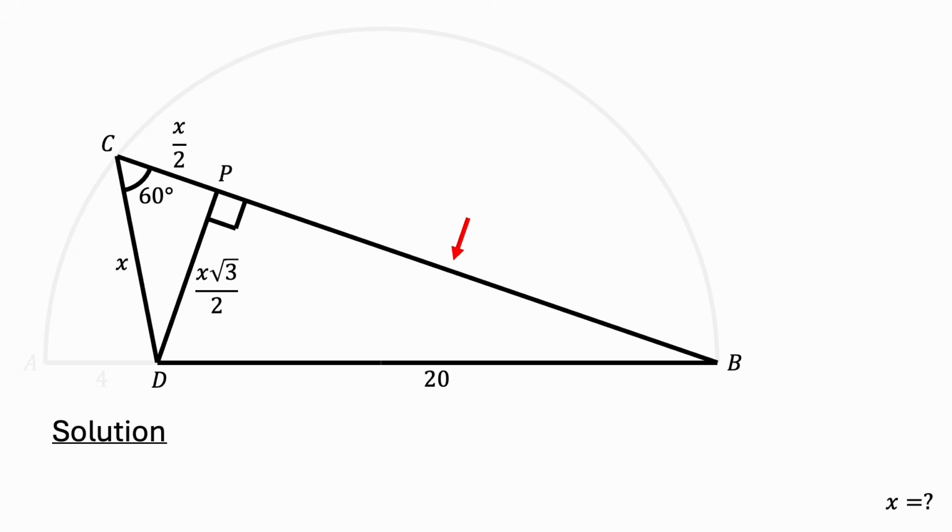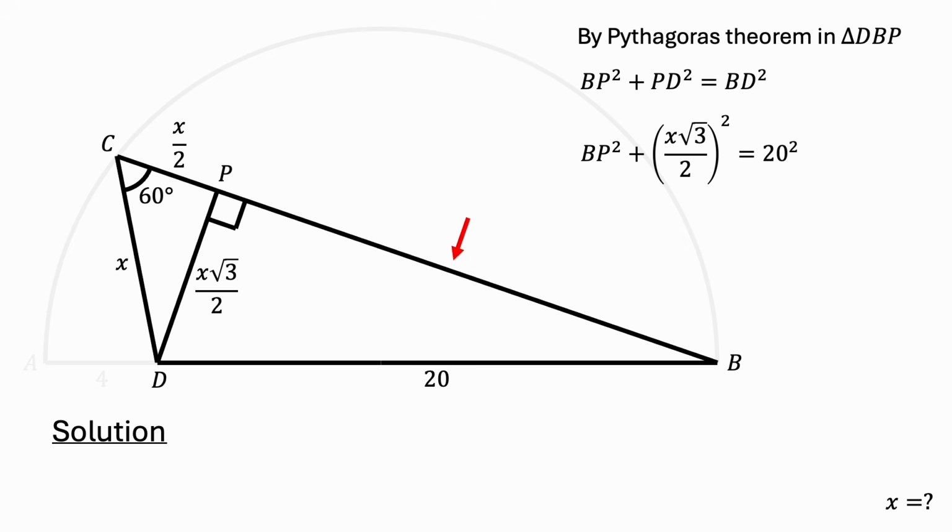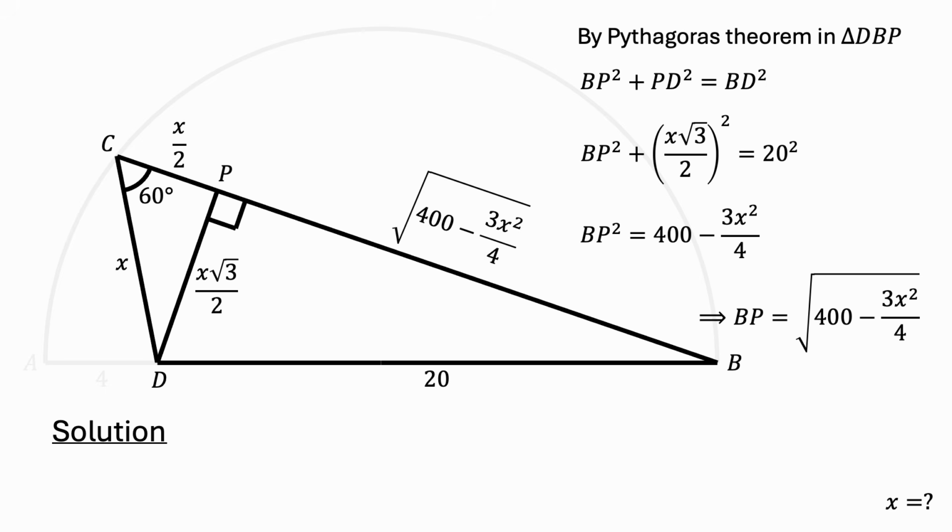Next, let us calculate BP. By Pythagoras theorem in right triangle DBP, BP squared plus PD squared equals BD squared, or BP squared plus (x square root 3 over 2) whole squared equals 20 squared. Therefore, BP squared equals 400 minus 3x squared over 4. So, BP equals square root of (400 minus 3x squared over 4).